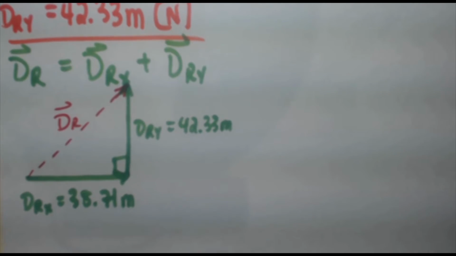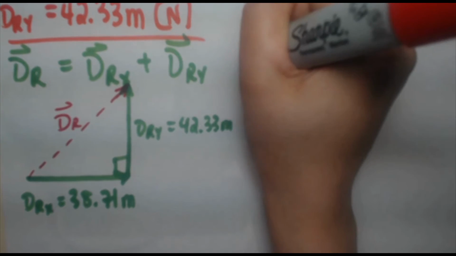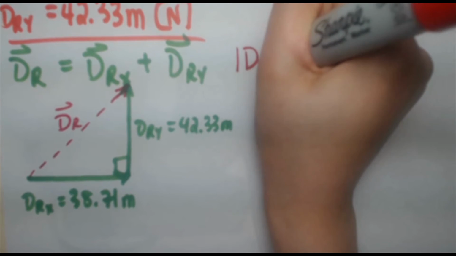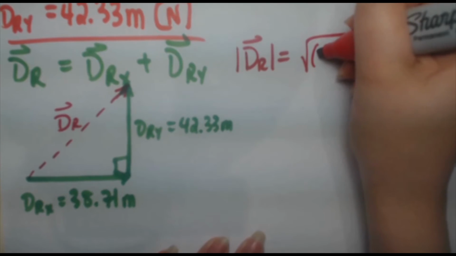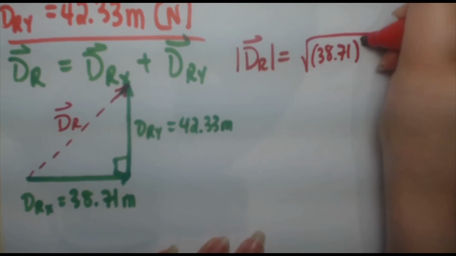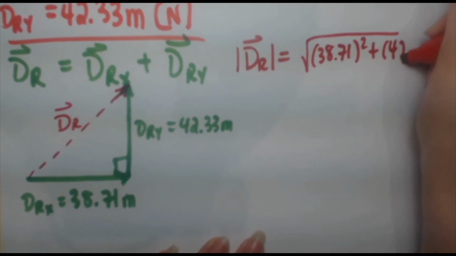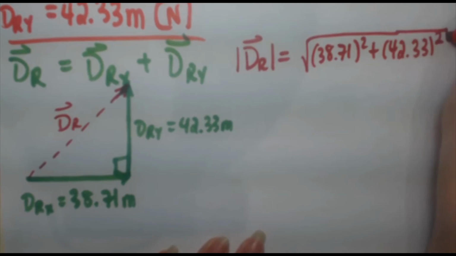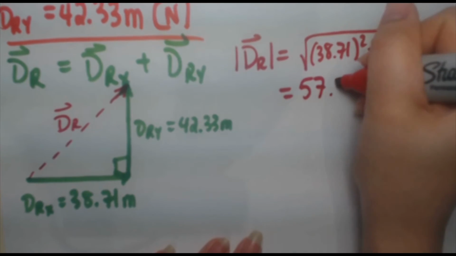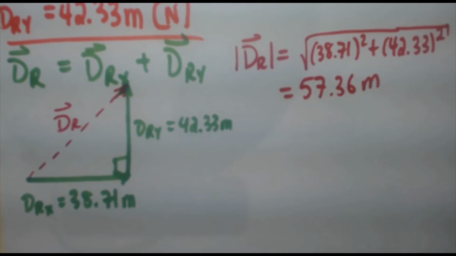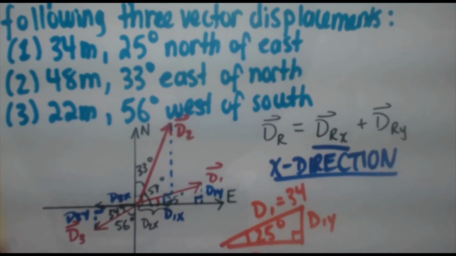Okay. So just like in the previous problems, in order to find the magnitude, it is a right angle triangle. I'm going to use the Pythagorean theorem. Okay. So the magnitude for dr is equal to the square root of 38.71 squared plus 42.33 squared. Okay, when you solve that, you're going to get 57.36 meters. And now, again, you have to go back to the original question to do sig figs, right?